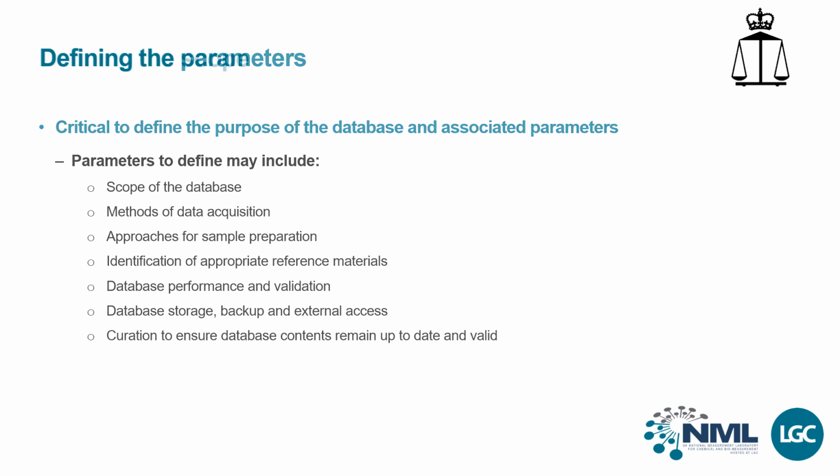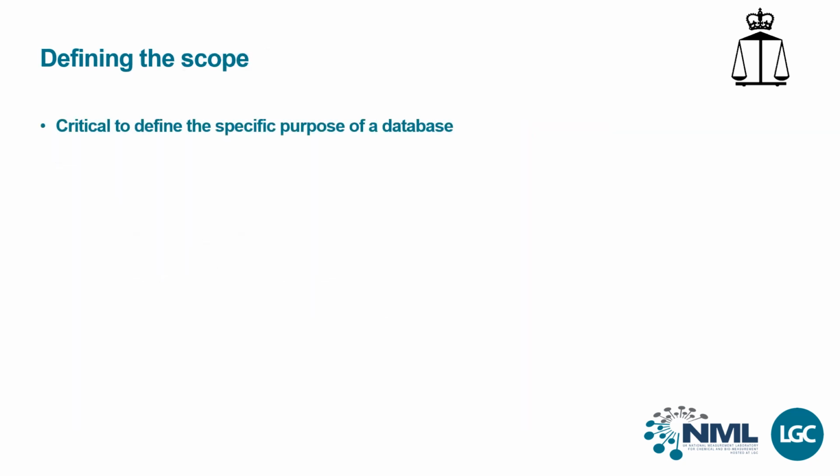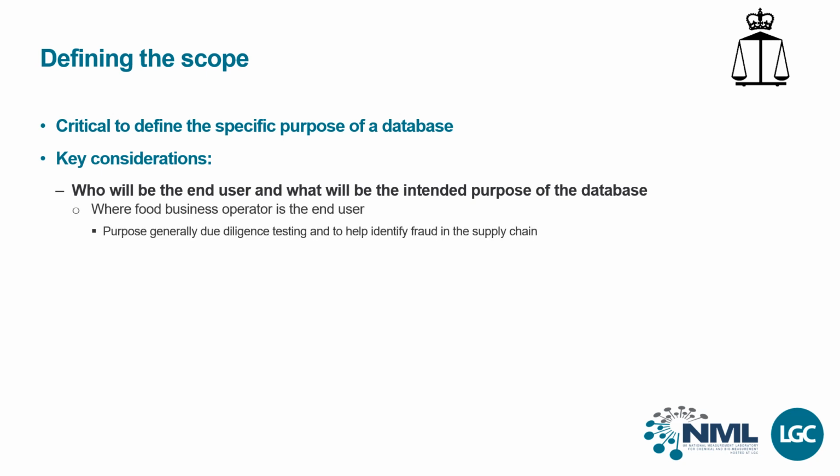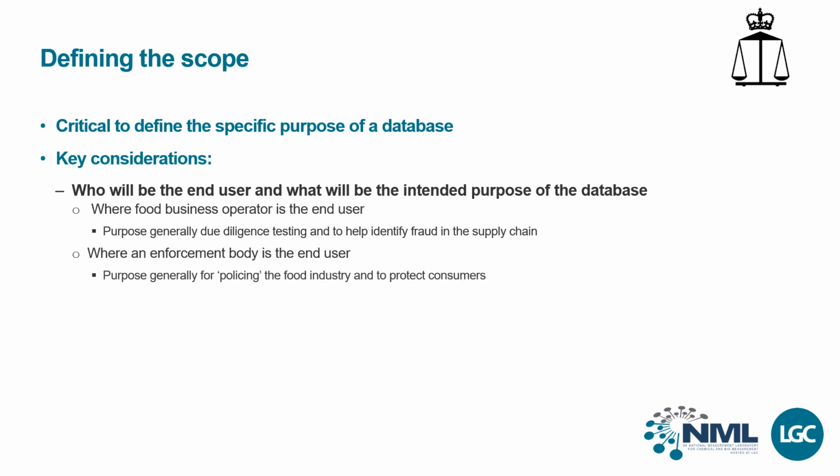slides. The process of defining the scope of a database is the first critical construction step and establishes the key attributes of the final database. Key considerations will include who will be the end user and what will be the intended purpose of the database. For example, where the food business operator is the end user, then the purpose will generally be for due diligence testing and to act as a deterrent to fraud in the supply chain.